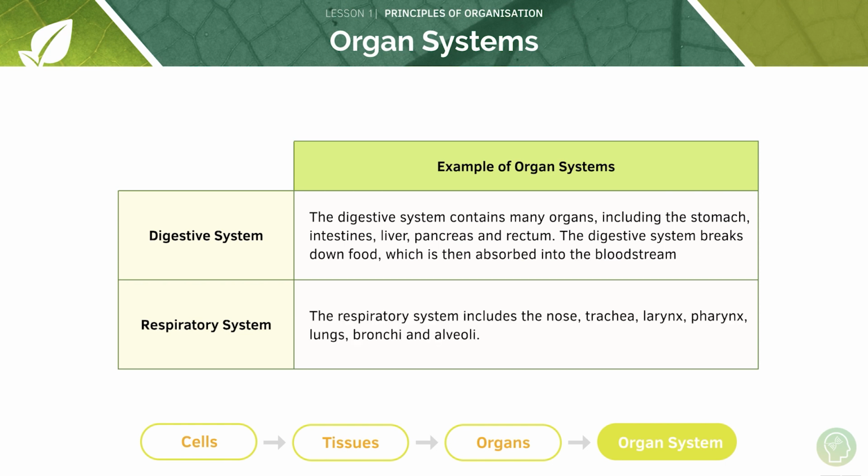Similarly, the respiratory system includes many different organs: the nose, the trachea, the larynx, the pharynx, the lungs, the bronchi, the alveoli. So remember, these are all different organs, all formed of their own specialised tissues, which are all formed of their own specialised cells.